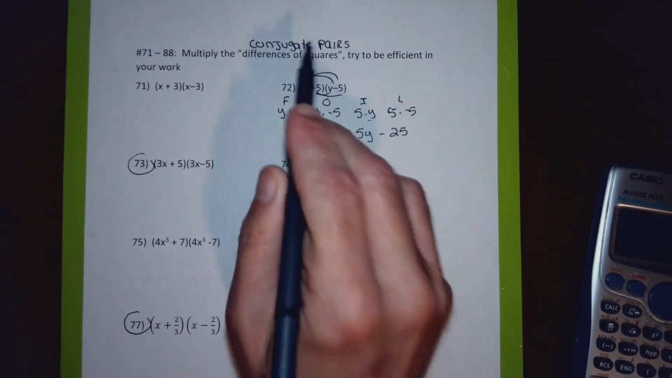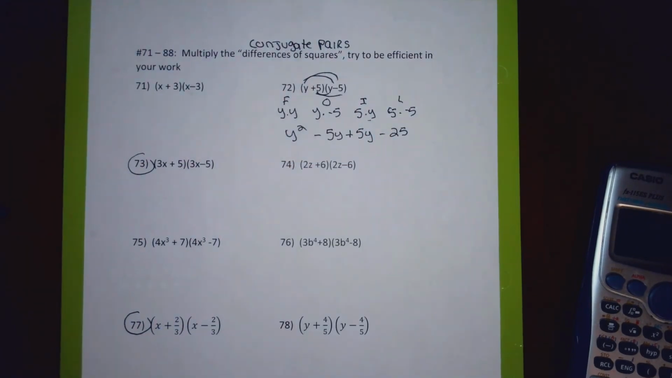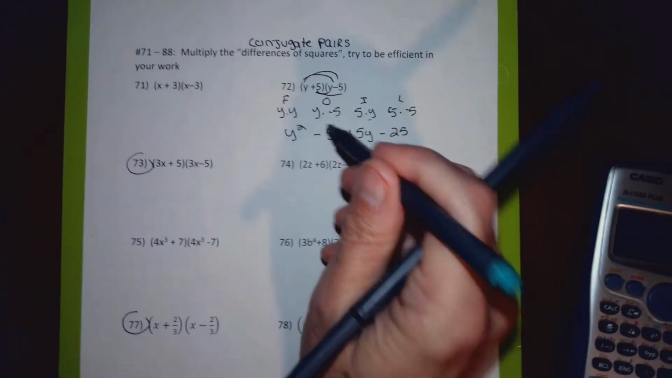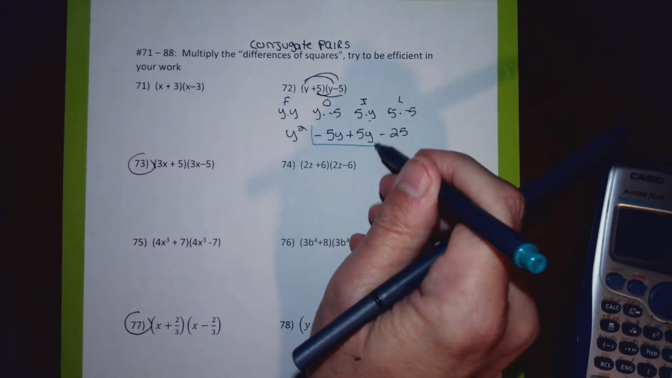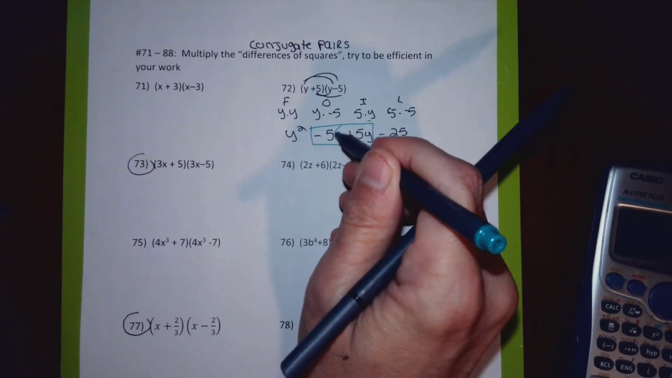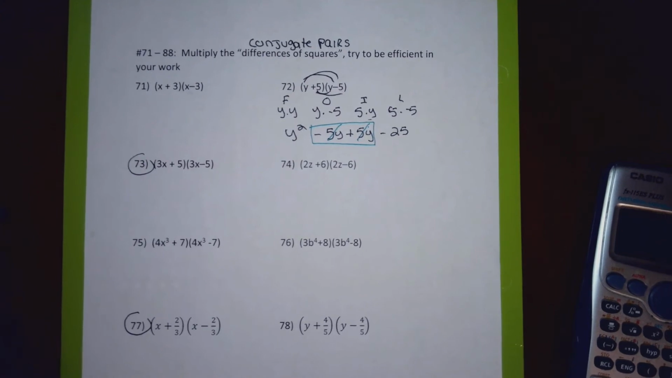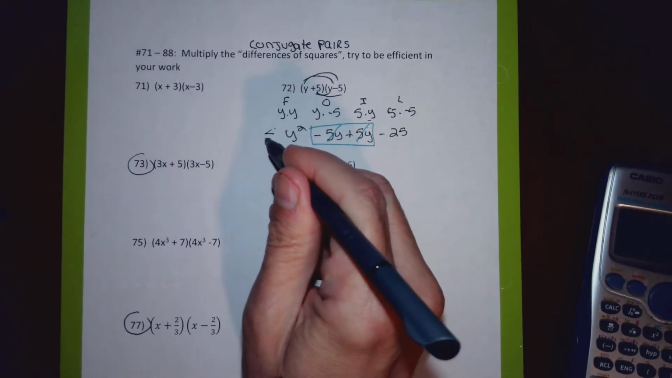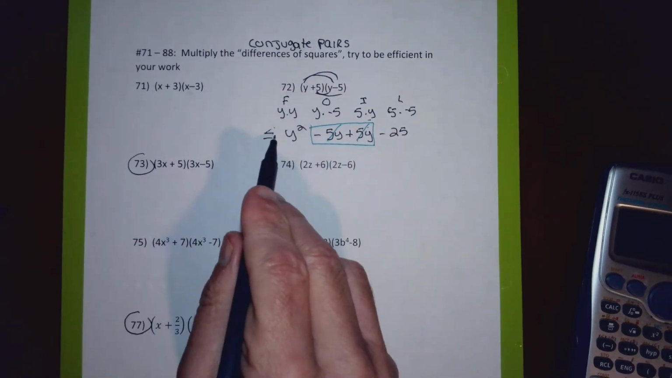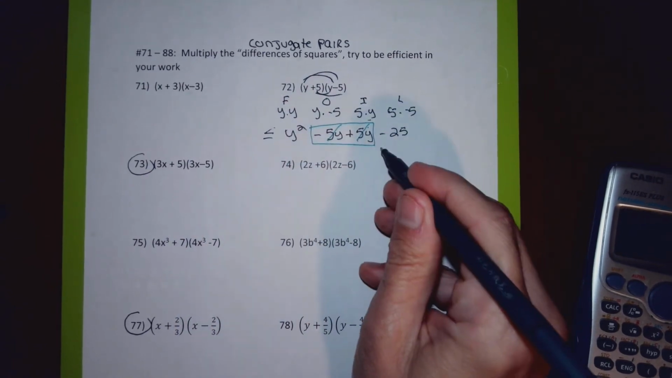When you're multiplying conjugate pairs or equivalently difference of squares, when you get to the simplifying part, these outers and inners, the middle terms, will always cancel. So you don't really have to do the outers and inners part of the work. I should write an equal sign when I get to this line because it equals the line above it.